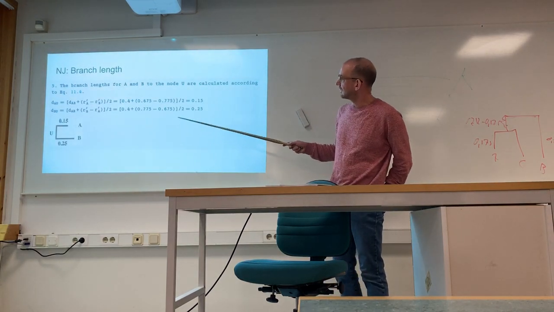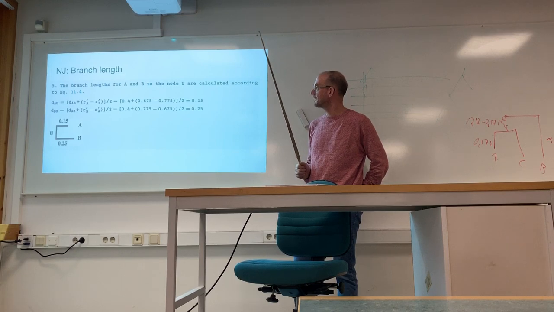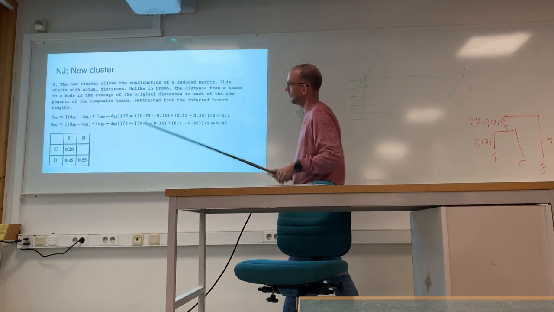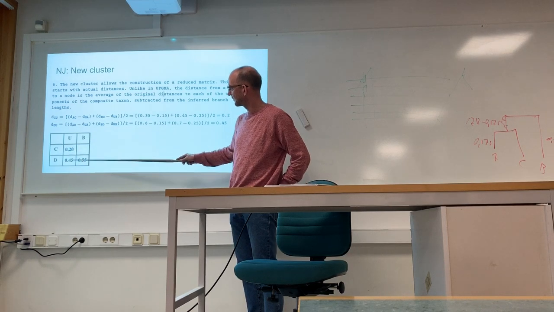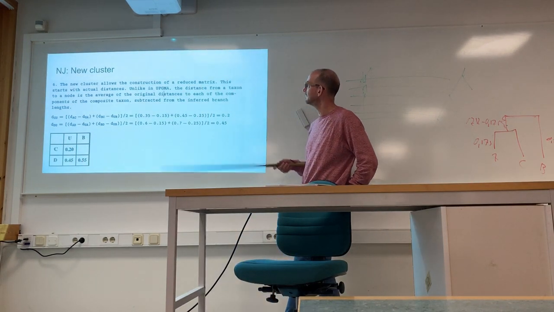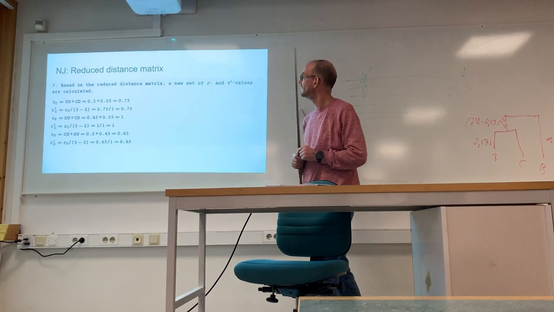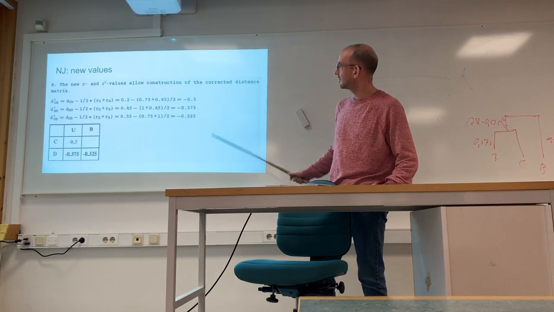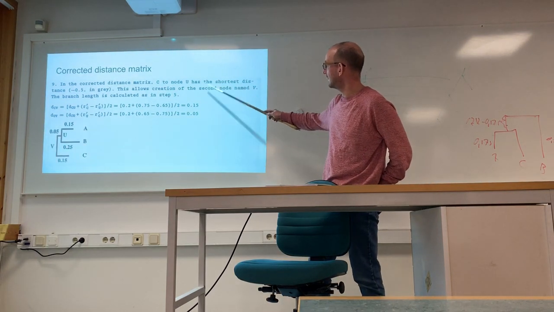And you get distances there, which are then, you see, A and B don't have to be equally long. A is shorter to U than B, following this formula. And then you get a new cluster, a new node U here, that has a new distance to B and C and D. And you do the same thing again. You take a new set of these R and R prime values, and you get new corrected distances first, and then you take a new distance to U here.